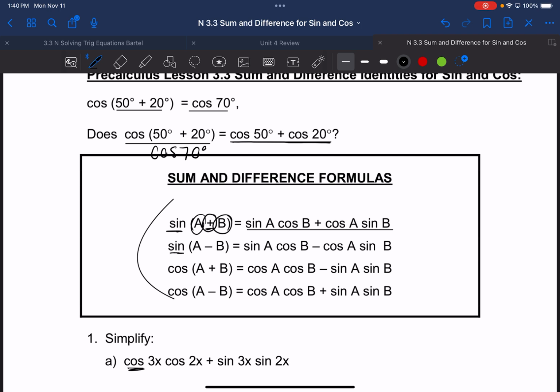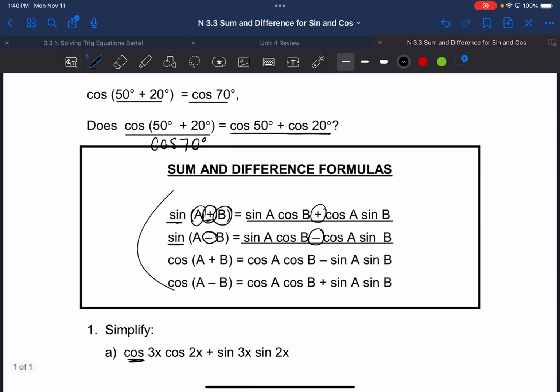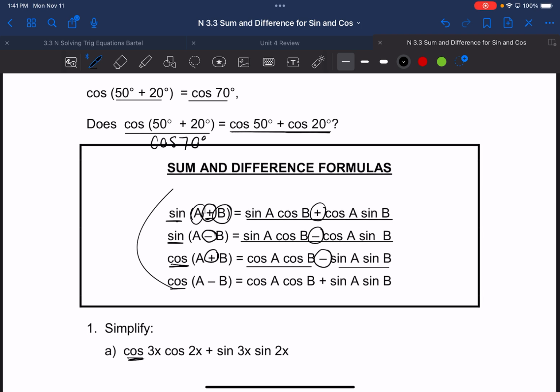Okay? If you have sine where you are subtracting two values, it's the exact same identity, but change that plus in the middle to a minus, okay? If I have cosine of two things being added together, the rule changes a little bit. You're going to write it as cosine of A, cosine of B, so both the first things are cosines, minus, so opposite sign, sine A, sine B, okay? If you have cosine and you are subtracting two terms, it's the exact same formula except that minus becomes a plus.